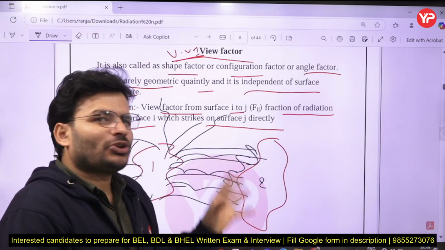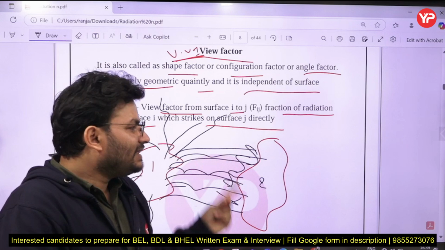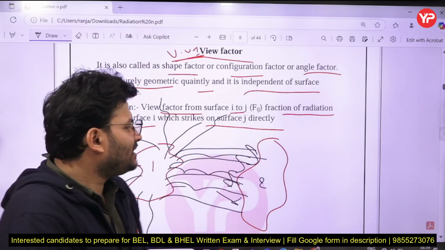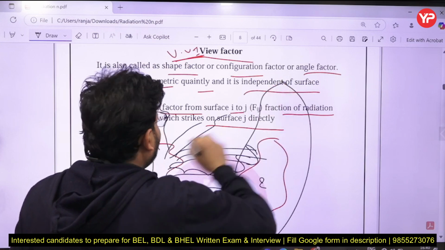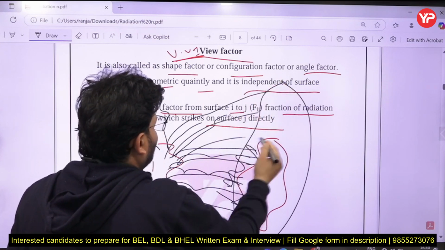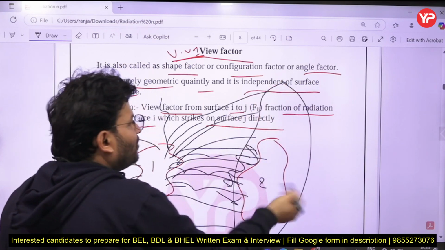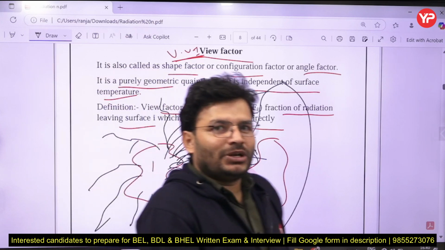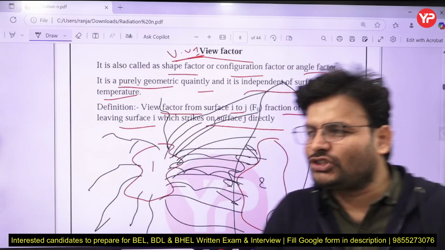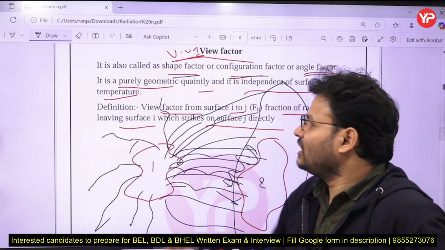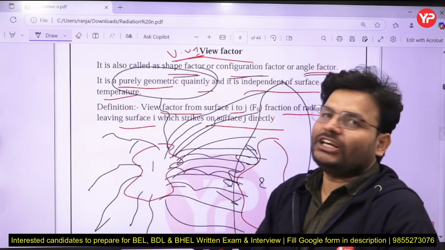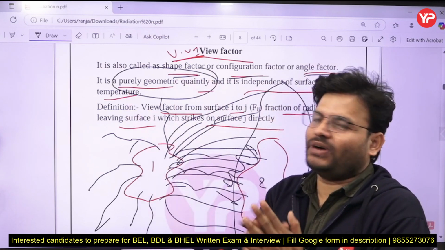That totally depends upon the geometry. That's why it is called a geometric quantity, because if I change the body like that, then it will change, some will go more. If I make the body small, then less energy will go. That's why it is called totally what, my dear friends? Shape factor or configuration or angle factor. It is a purely geometric quantity. They don't have to do anything with what, my dear friends?